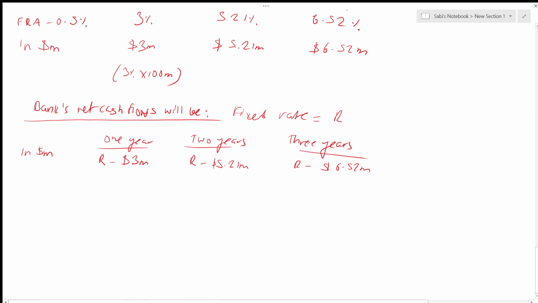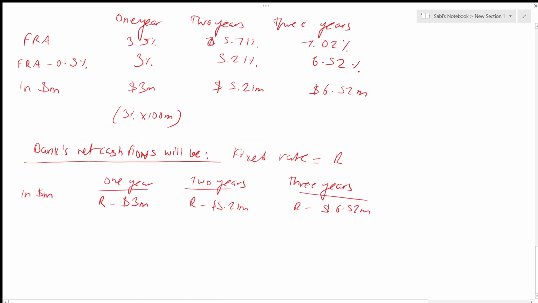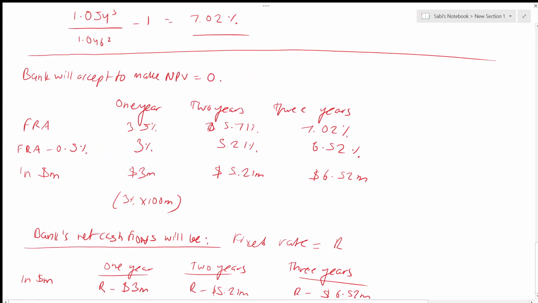Now we said that net present value needs to be 0. Net present value means the cash flows need to be discounted. How are we going to discount? We have the spot rates. Exactly. We are not going to use the FRA rates to discount it. Don't use these FRA rates. We are going to use the spot rate.